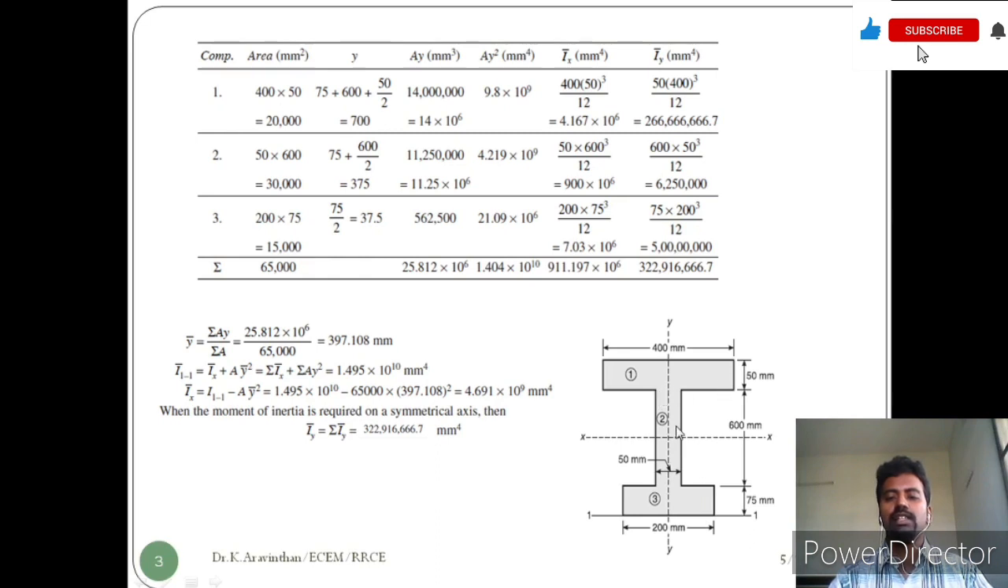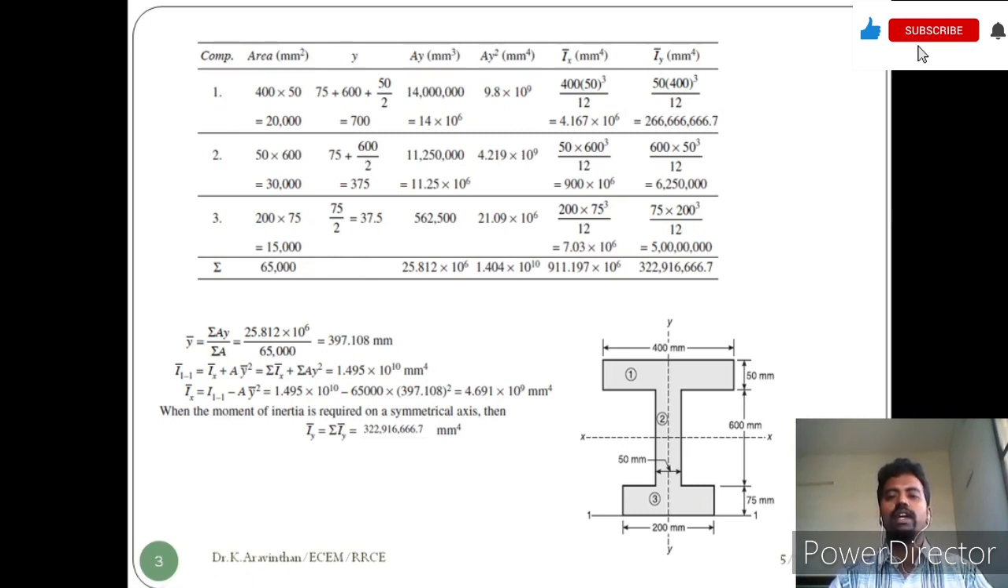Next, for the second section, you have to note that the breadth is always along the x-axis. So 550 into 600 cubed divided by 12. And for the third section, breadth is 200 into 75 cubed divided by 12. So right now we have identified each individual value. You have to add all the values.